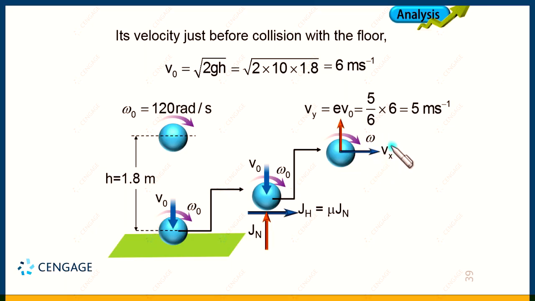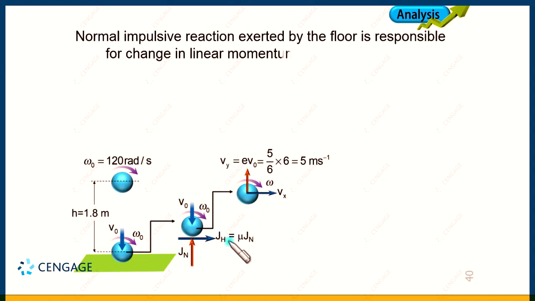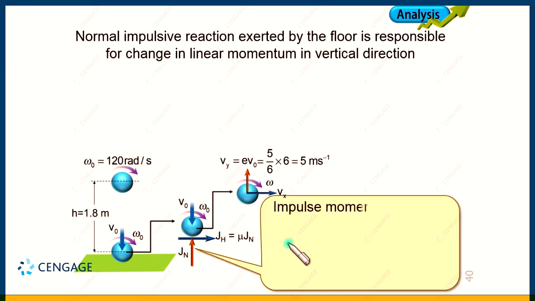And for getting this unknown velocity, we can use the impulse momentum equation, right? So here we are going to learn the application of the impulse momentum equation, because this normal impulsive reaction exerted by the floor is responsible for the change in linear momentum in the vertical direction, right? And we also know the frictional impulse is equal to mu multiplied by Jn. If we calculate the value of Jn, we can find the value of Jh also, right? So let us move to calculate this value. Now let us apply the impulse momentum equation.